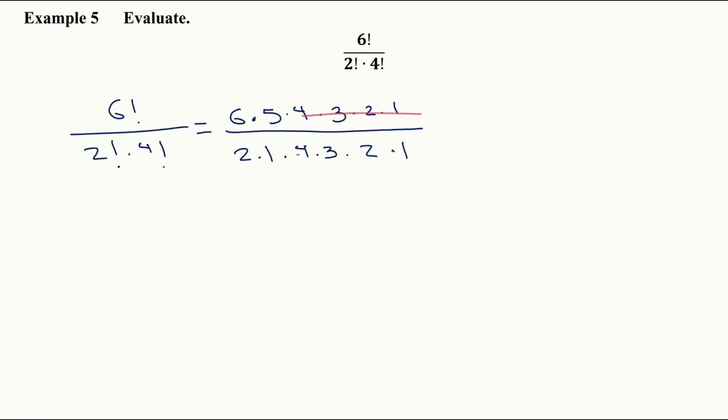Notice you can do a lot of cancellation here. All of those will cancel all of those, right? So basically all you have is 6 times 5 divided by 2, right? Notice that I can cross cancel the 2 and the 6 to leave me 3. So all I need to worry about now is 3 times 5, which is 15. Okay?